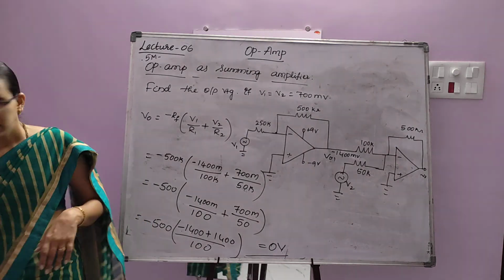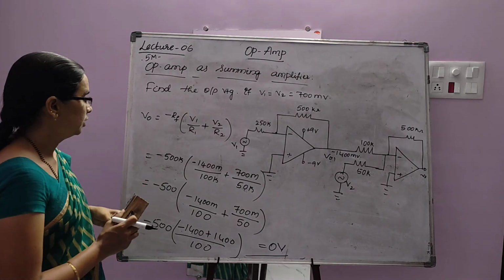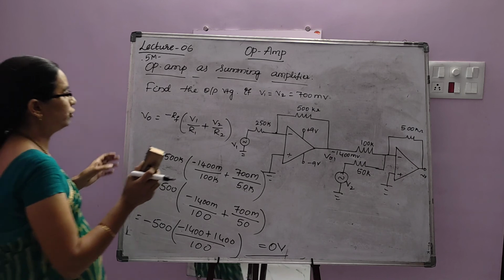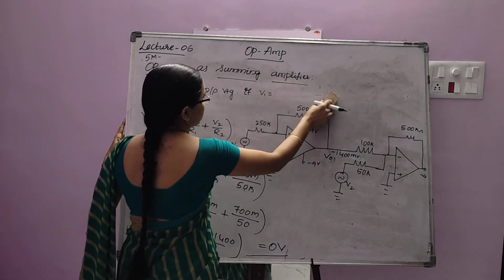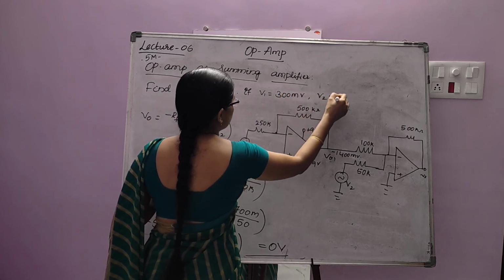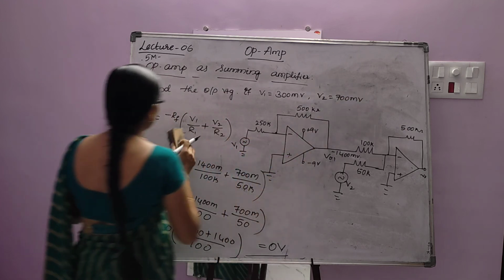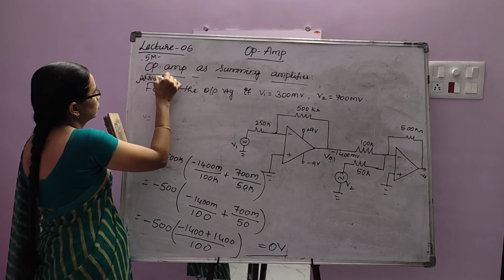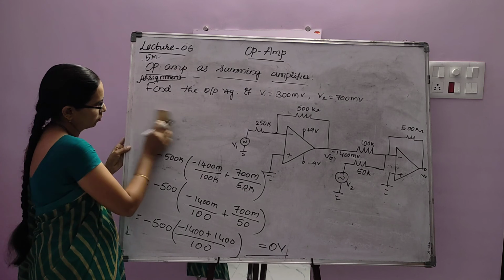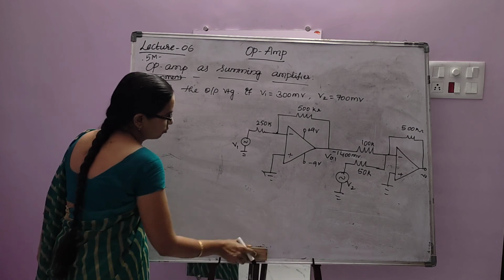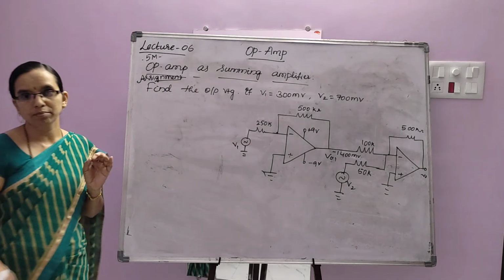Okay, and we'll give one more problem of the same type. Only thing, I'll change the value of V1, and V2 is equal to 700 millivolt. With the same circuit, take this as an assignment. Here also same thing. First you have to apply the inverting amplifier formula. Next you have to apply the summing amplifier.